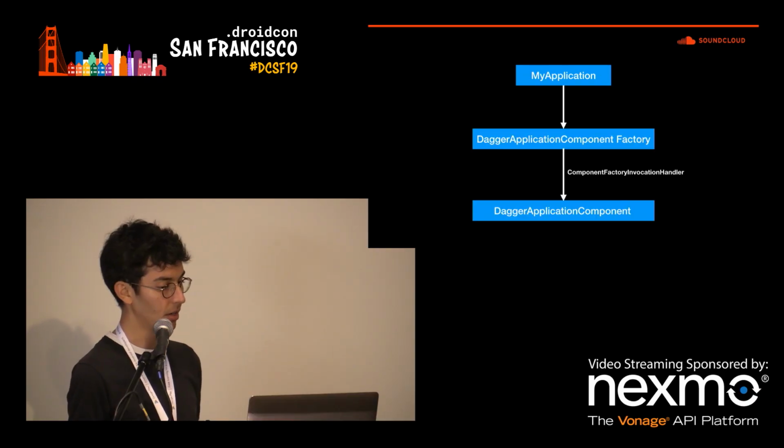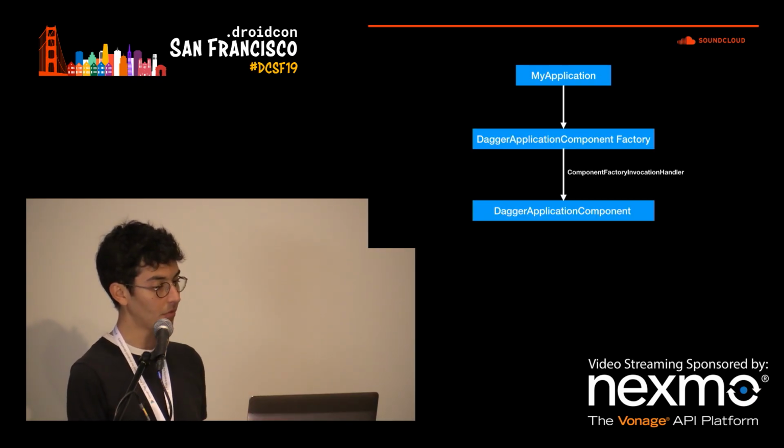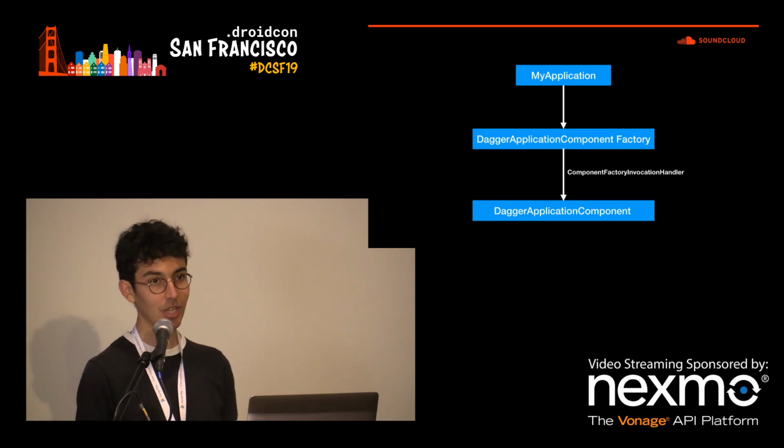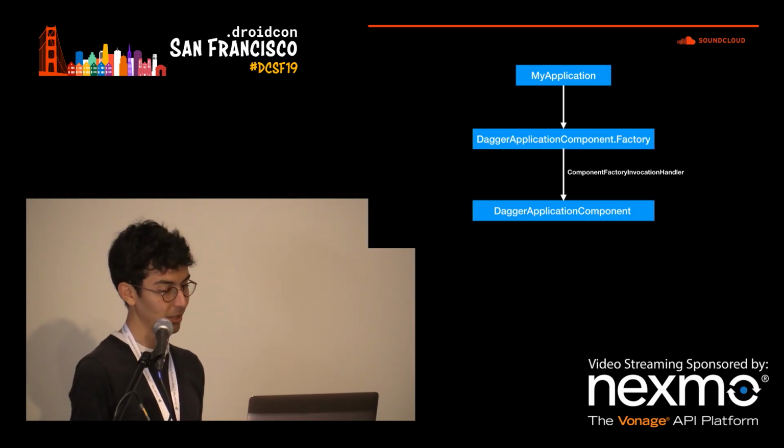And here's a little diagram of how that works. Your application calls into the Dagger application component factory, which proxies calls through the component factory invocation handler, and that calls into your Dagger application component. Those are really long words, but when you're using it, you don't really need to worry about it. This is just all the magic that happens under the hood if you're really curious about it.